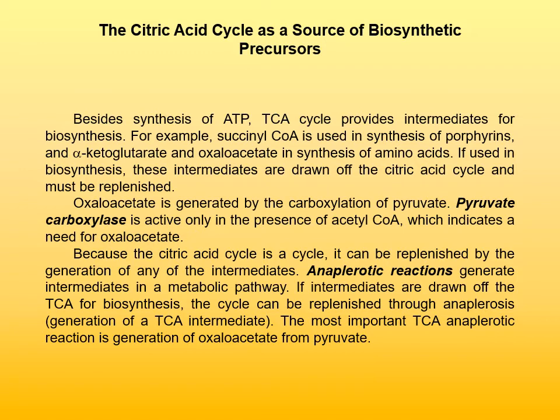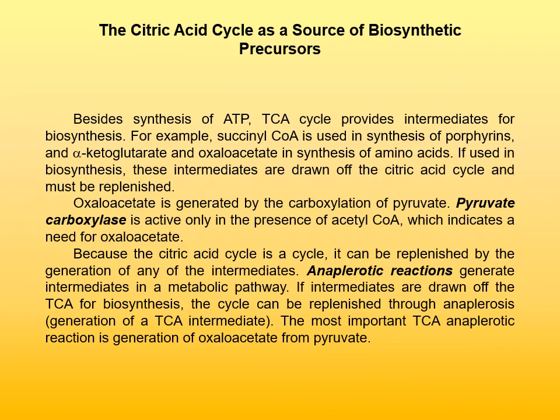Oxaloacetate is generated in carboxylation of pyruvate. We have actually seen that when we studied gluconeogenesis. Pyruvate carboxylase is active only in the presence of acetyl coenzyme A, which indicates a need for oxaloacetate. Because the citric acid cycle is a cycle, if intermediates are drawn off for biosynthesis, the cycle can be replenished by generation of any other intermediate. Anaplerotic reactions are reactions that generate intermediates in a metabolic pathway.